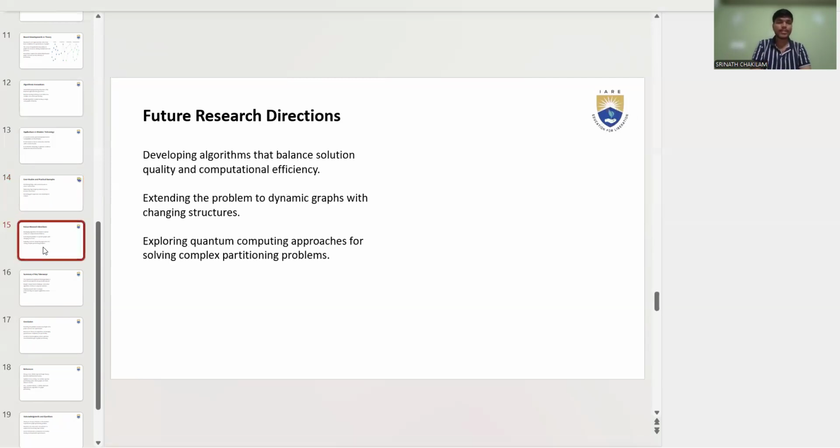And the next slide is the future research directions. Developing algorithms that balance solution quality and computational efficiency, extending the problem to dynamic graphs with changing structures, and exploring quantum computing approaches for solving complex partitioning problems.